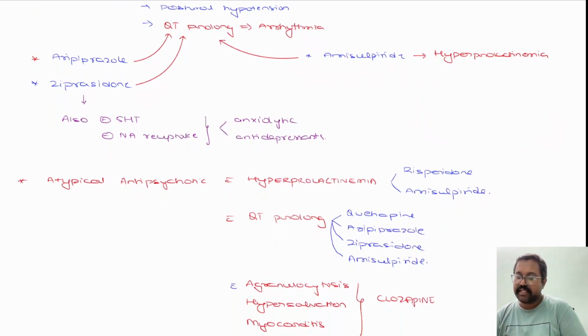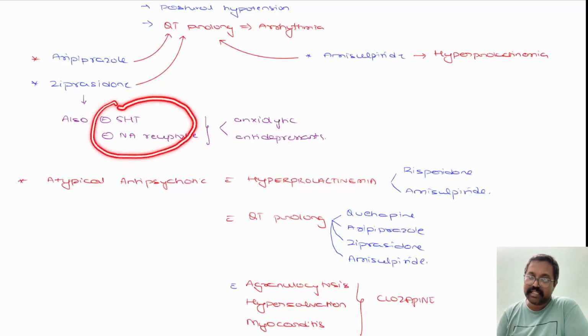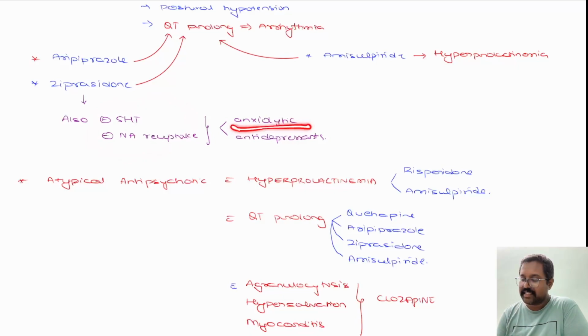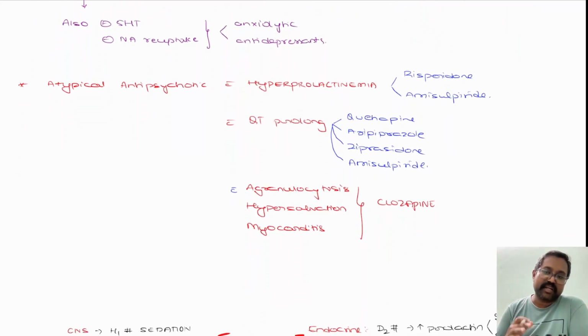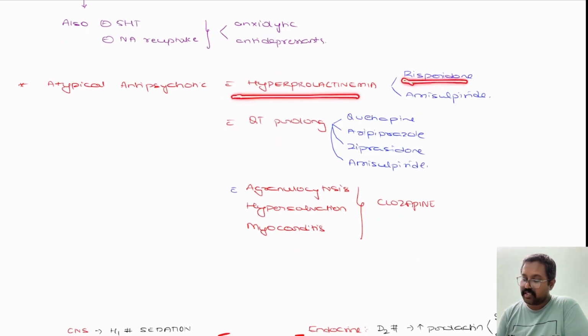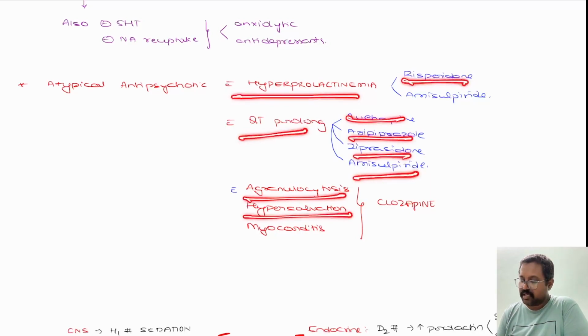Along with QT prolongation, ziprasidone has an additional useful activity by inhibiting the reuptake of serotonin and noradrenaline, which is similar to an antidepressant. So ziprasidone can be used as an anti-anxiety drug as well as an antidepressant drug. The main side effects related to atypical antipsychotics are hyperprolactinemia, more seen with risperidone; QT prolongation with quetiapine, aripiprazole, ziprasidone and amisulpride; and agranulocytosis, hypersalivation and myocarditis with clozapine.